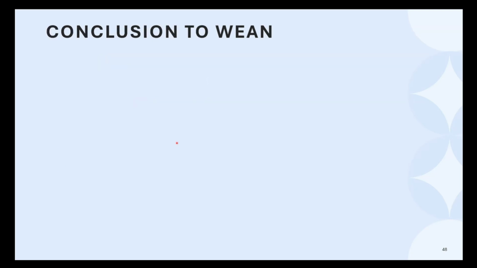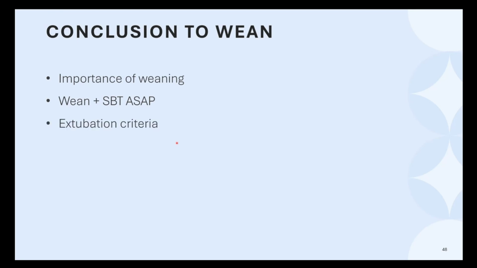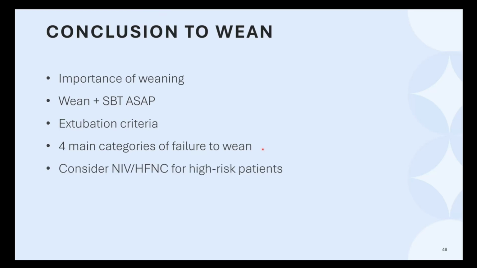So the conclusion then to weaning. We have gone through a recap of the importance of weaning. You understand the complications of mechanical ventilation, and why it is important to wean the patient. Then the next step is the assessment of readiness to wean. You should try to wean your patients and put them on a spontaneous breathing trial as soon as possible, whenever it's feasible, and look at the extubation criteria, ensuring that you can safely extubate them. And the four main categories: your cardiovascular, respiratory, neural, and metabolic or endocrine causes of failure to wean. You need to think about that. Consider NIV for those that are high risk, and tracheostomy is on a case by case basis.